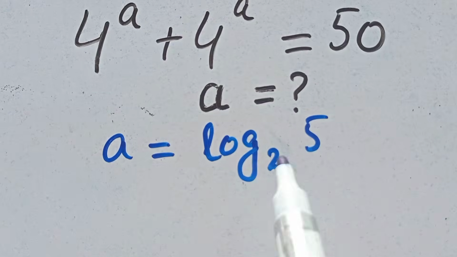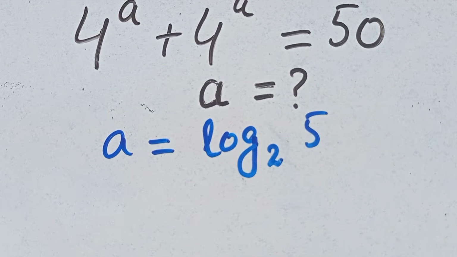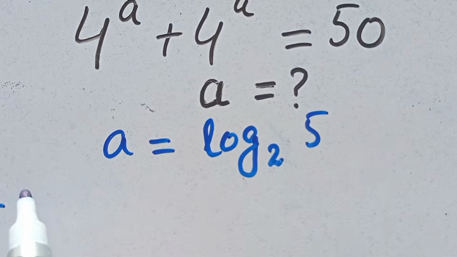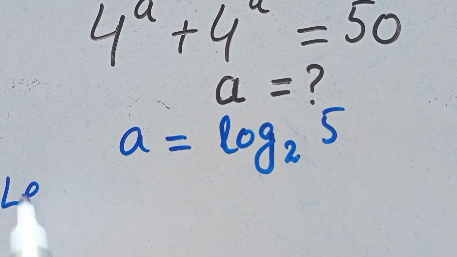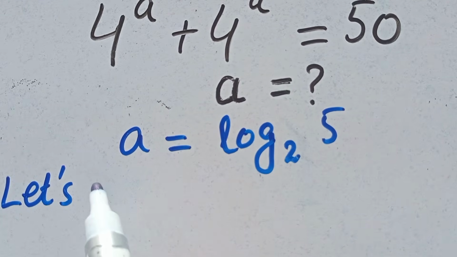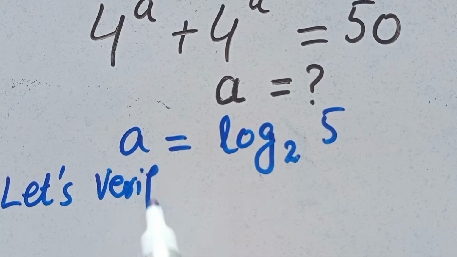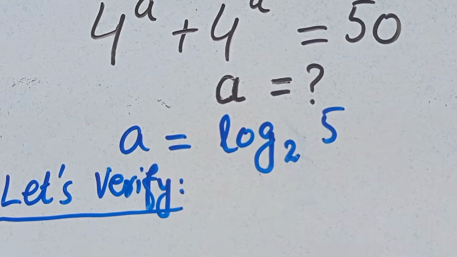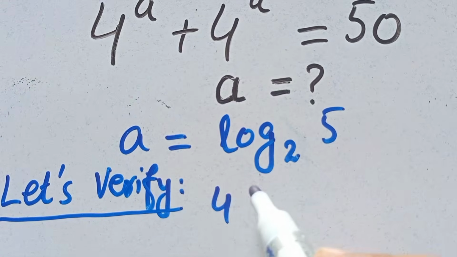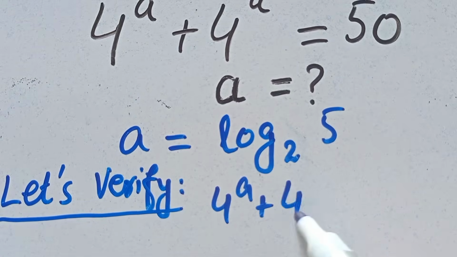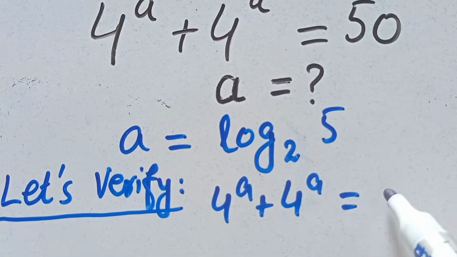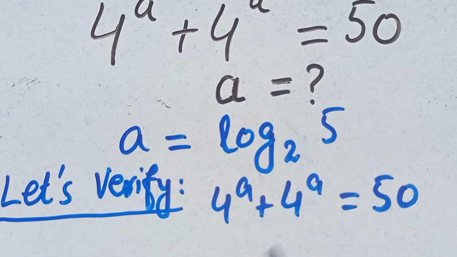We have to simplify this problem for the value of a, and we have found out a equals log 5 to the base 2. In the next step, we are going to verify this solution by putting it in the original question. So let's start the verification. We have the question 4 power a plus 4 power a equals 50. Now replacing a by its value.